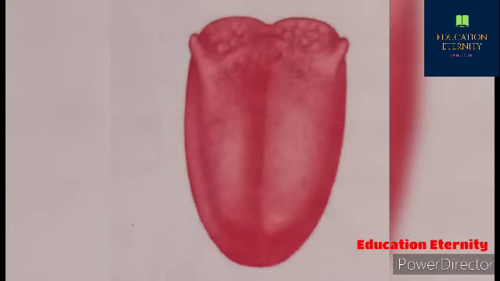Now the tongue. The tongue is a muscular organ. The tongue helps to mix saliva into the food. It also helps to push the food down the food pipe, or the esophagus. Taste receptors are present in the tongue, and they give us the sense of taste.